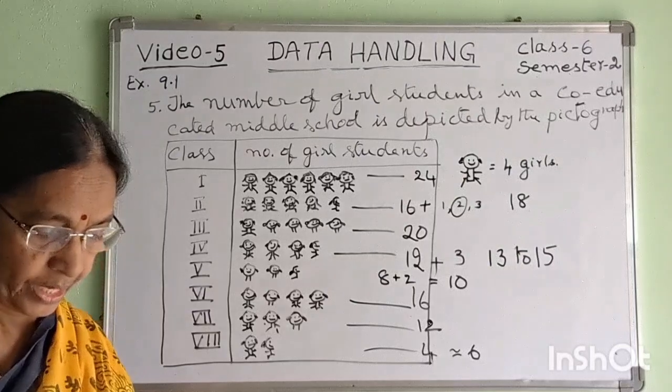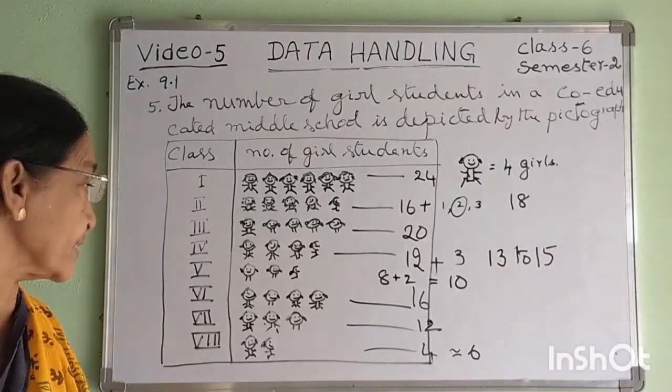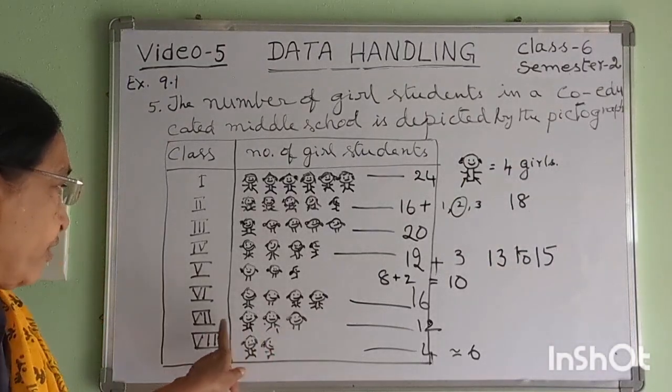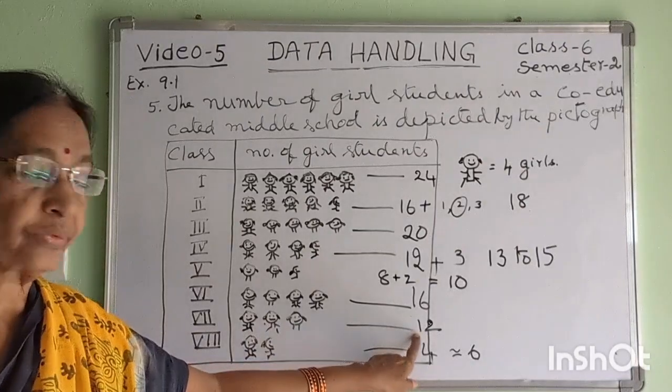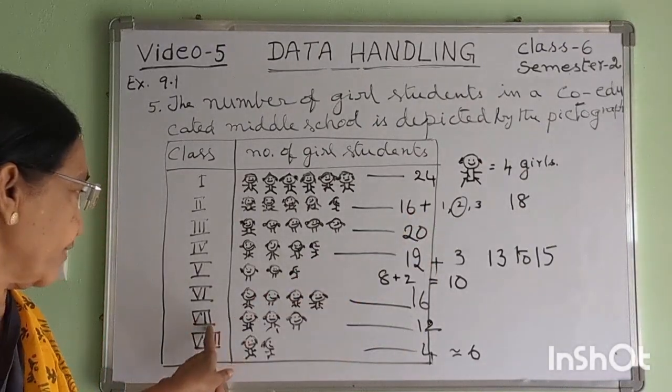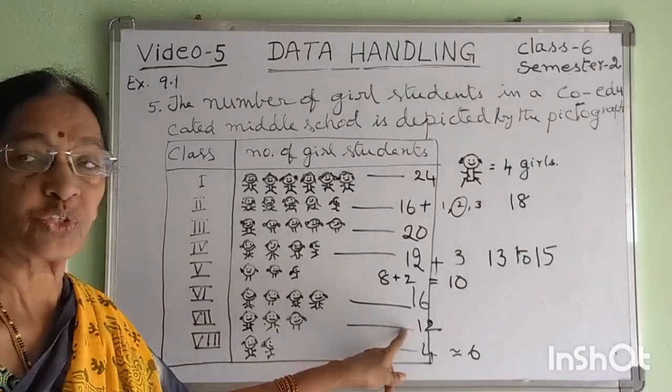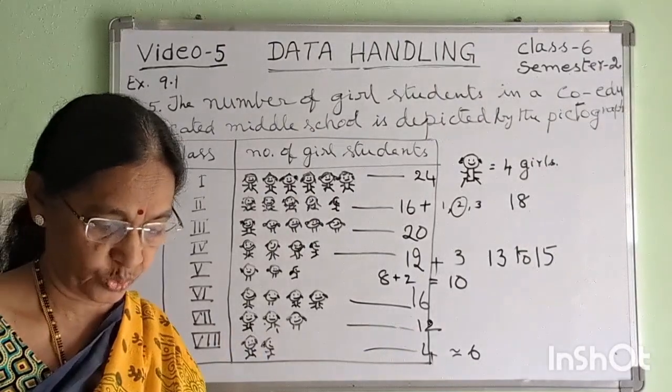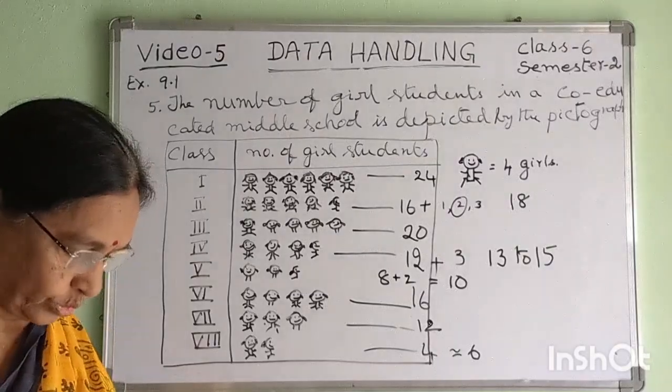Next, how many girls are there in class 7? 3 figures were there. Each figure represents 4 girls. Therefore, in 7th class there were 12 girl students in that school.